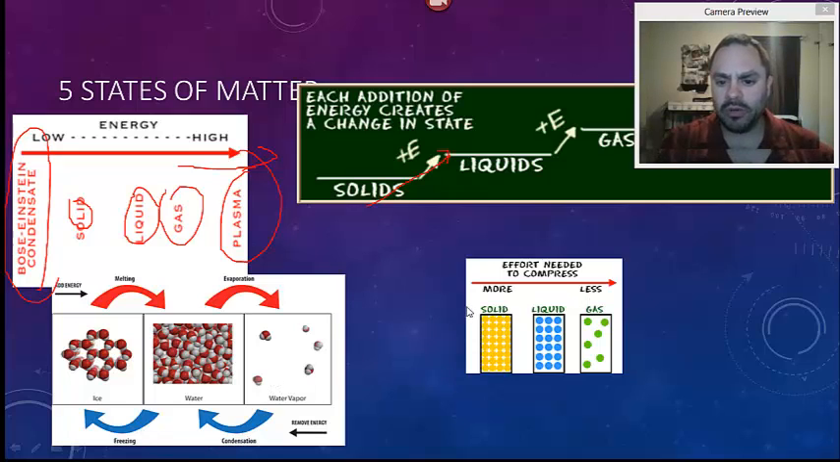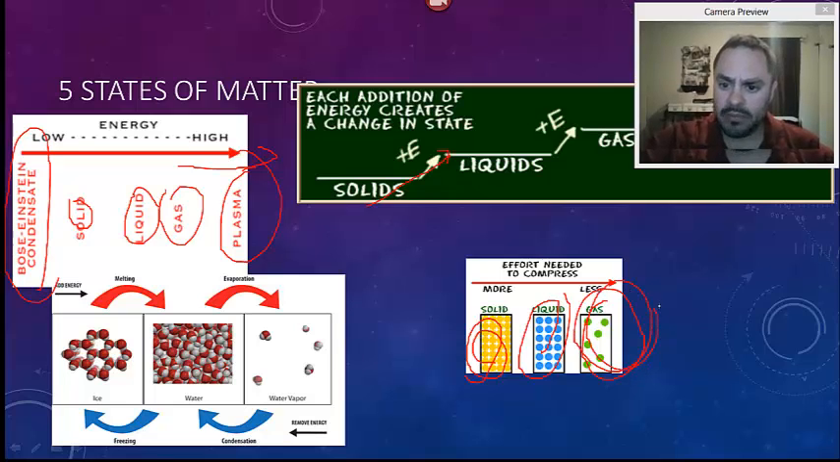And so remember also that the states of matter relate directly to the space in between the molecules and their movement. So solids here have very tight molecules that are basically not moving past each other, but they're just vibrating. By the time you get to liquid, you have some movement, and eventually with gas, you have the most movement, the most space between the molecules, the most energy.